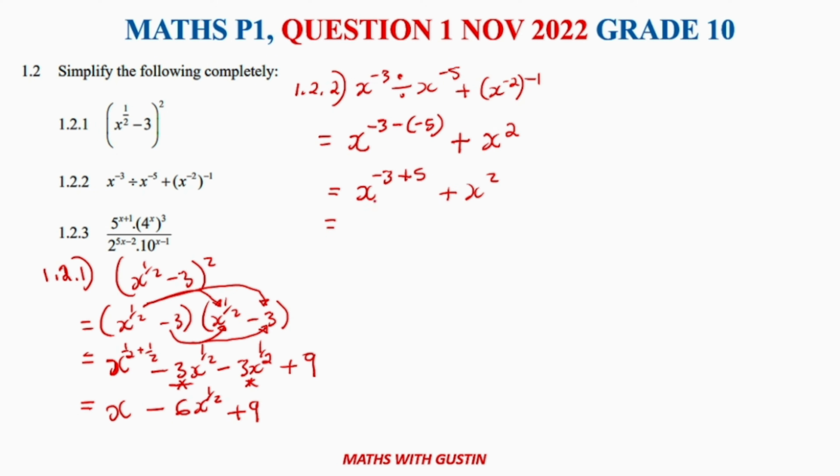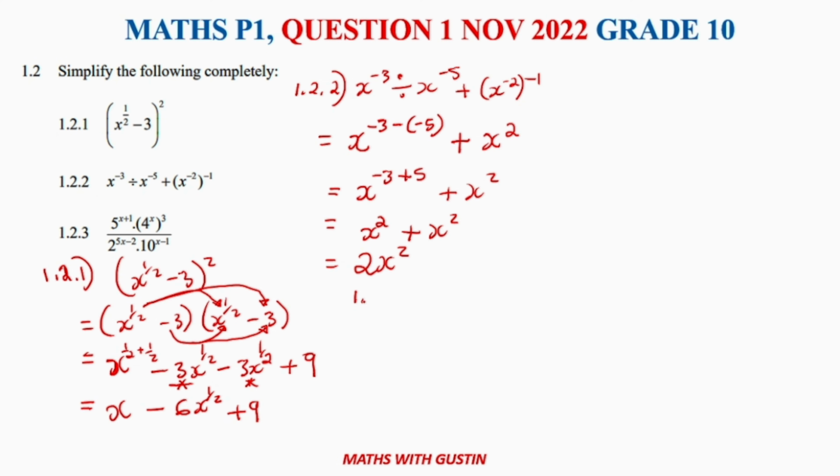Therefore this one will give us minus 3 plus 5, which is going to give us x to the power of 2 plus x squared. Therefore x squared plus x squared is going to give us 2x squared. All right, good stuff. And that's how you would deal with this one, guys. If you've got any questions, please let me know.